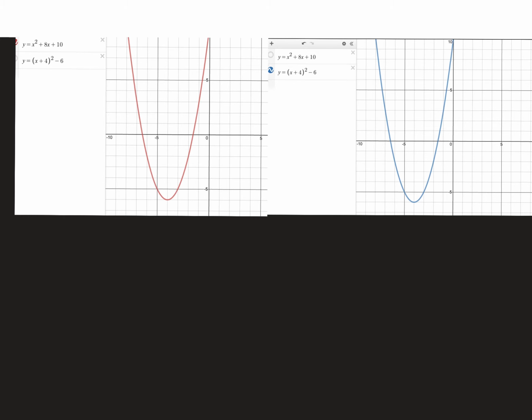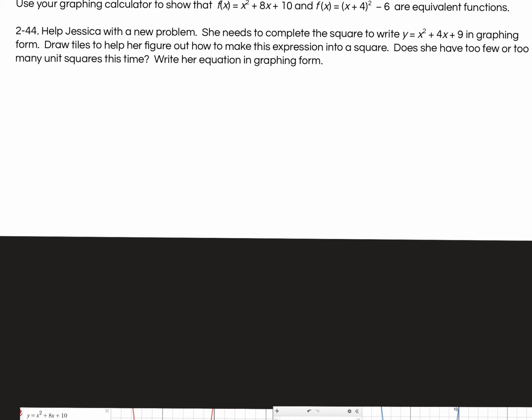To check your work whenever you're doing a problem like this, go ahead and graph both functions on Desmos or on your graphing calculator. If they come out to be the same function, then you know you did it correctly. So my original function is here in red, my completed the square function is here in blue, and I can see that they are in fact the same. Okay, so let's try another one.